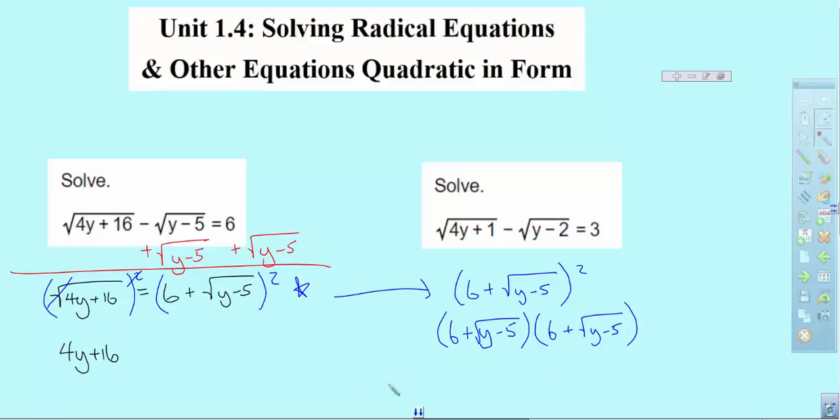If you start foiling this together, remember, you take your first times your first, that's 36. You take your first times your last, that's plus 6 square roots of y minus 5. You do your inners, so that gives you plus 6 times the square root of y minus 5. And you do your last, and remember that in that case the square roots cancel, and you're just left with y minus 5.